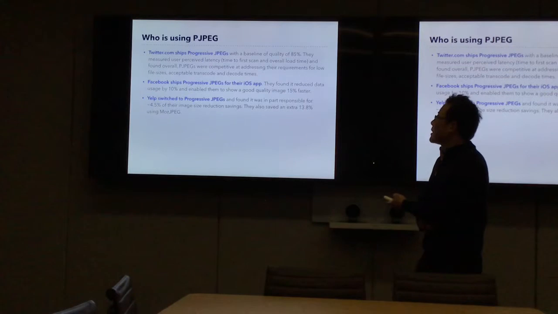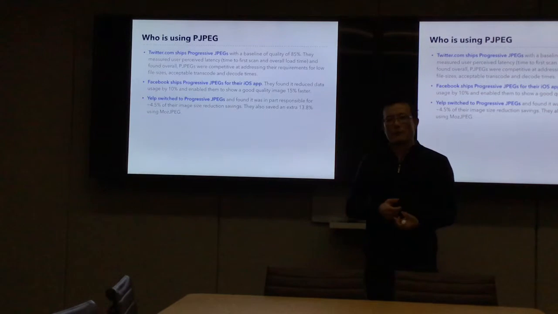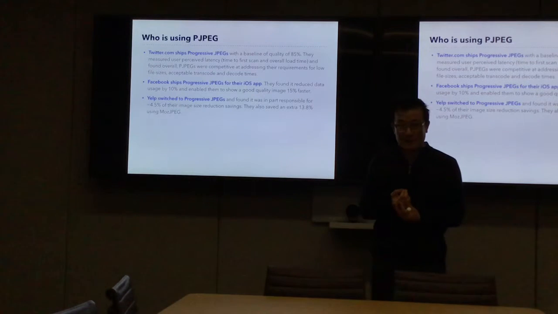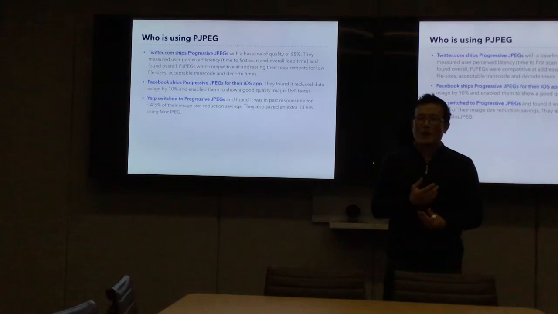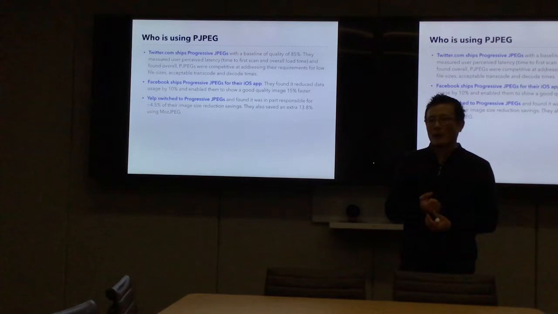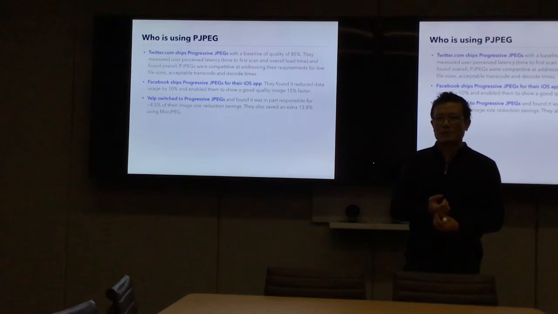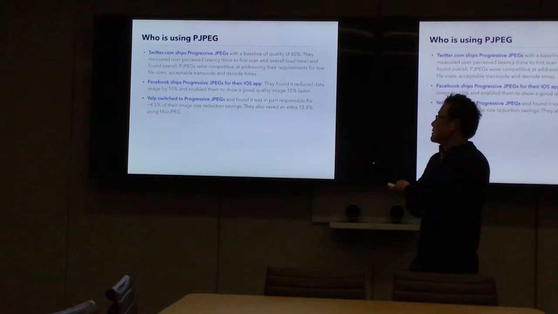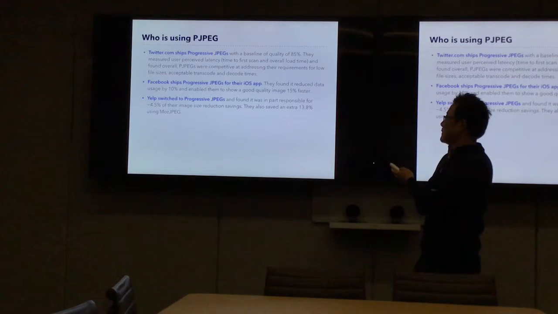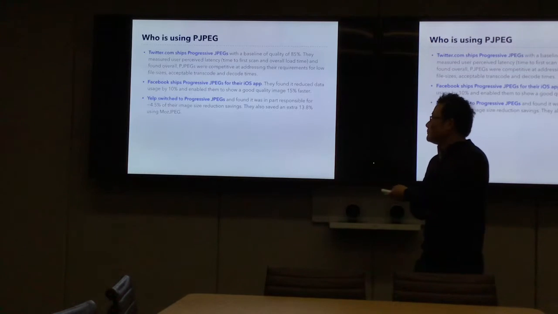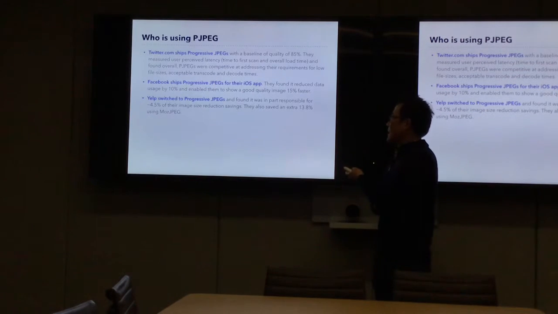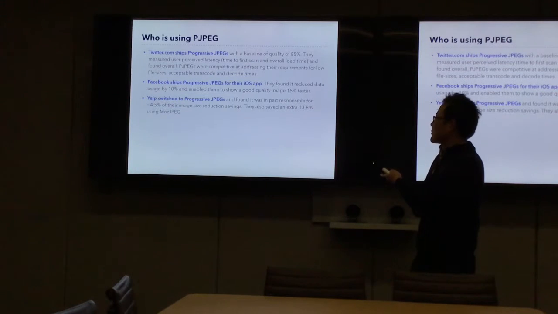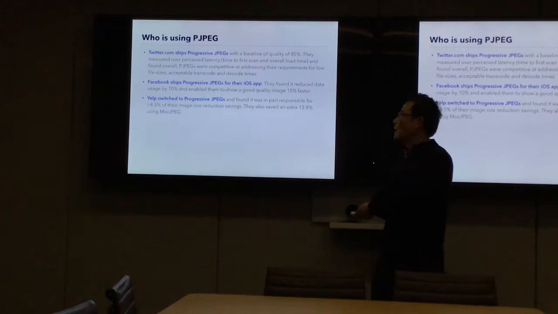Because 85 is the magic number from various confirmations: if you compress with 85% you lose not much, it can't be figured out by your eye, but you actually reduce the size. And Facebook shipped progressive images for their iOS app, and it's 15% faster. Yep, switch to progressive JPEGs. It's actually 40%, saving an extra 40% using MozJPEG.